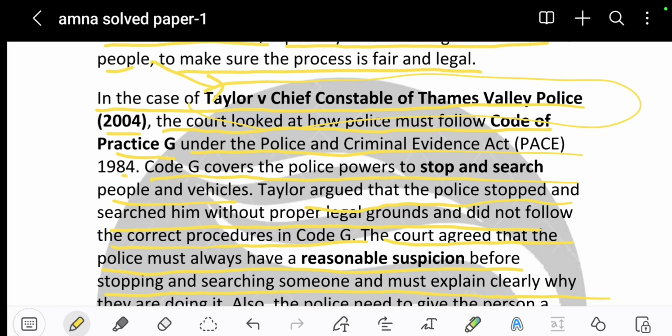That's the reason that even if police found some kind of evidence, their evidence might be rejected by courts because the police did not follow the PACE rules. That's the reason this case law is very helpful for your answer, because it is supporting the rights of the suspect.